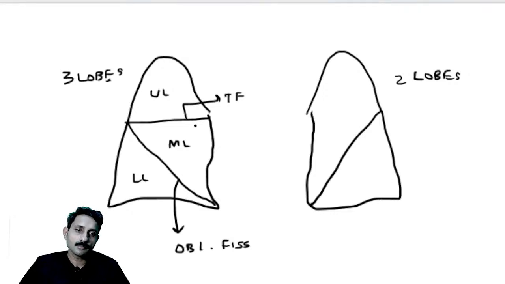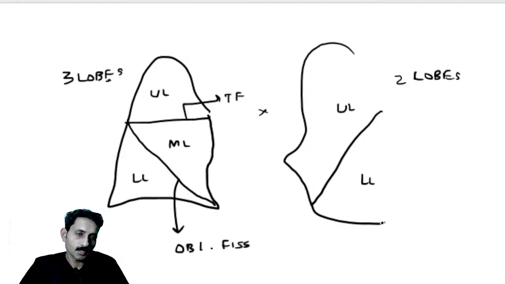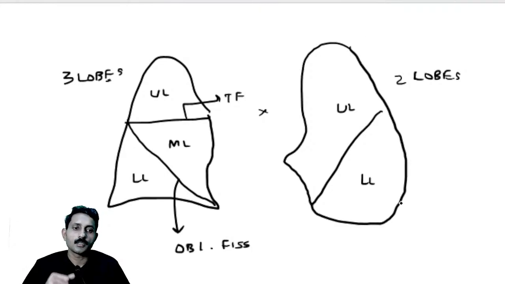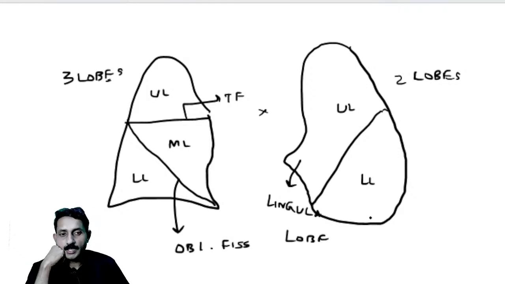Left lung, we don't have one fissure. The transverse fissure is not there on the left lung. So we have only upper lobe and lower lobe. Instead of the middle lobe, we have a tongue-like projection here. So it will be like this, almost. Okay, so it will be like a tongue-like projection. This is called lingular lobe. So instead of middle lobe, we got a lingular lobe on the left lung. Left lung has upper lobe, lower lobe, and a lingula.